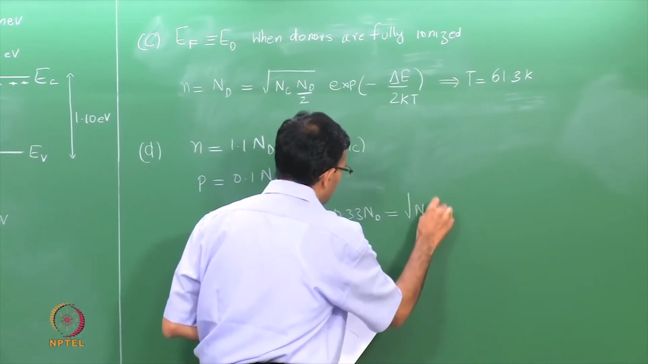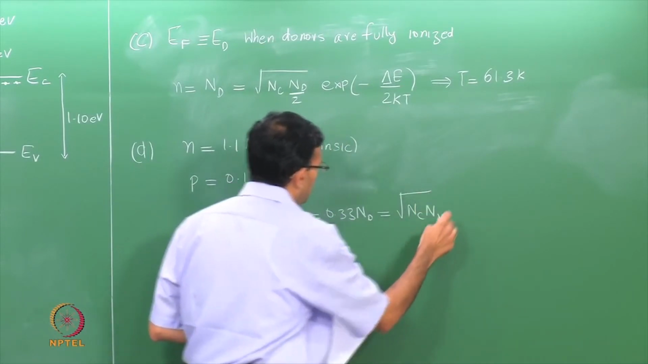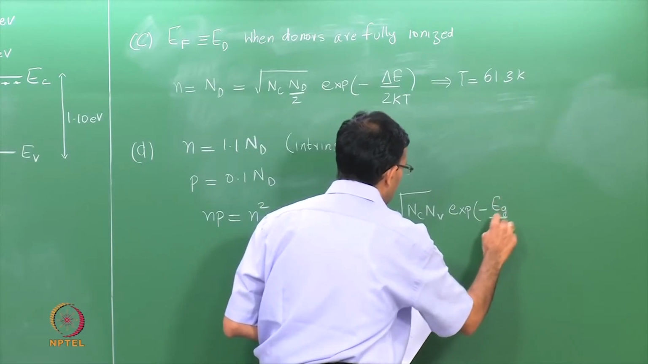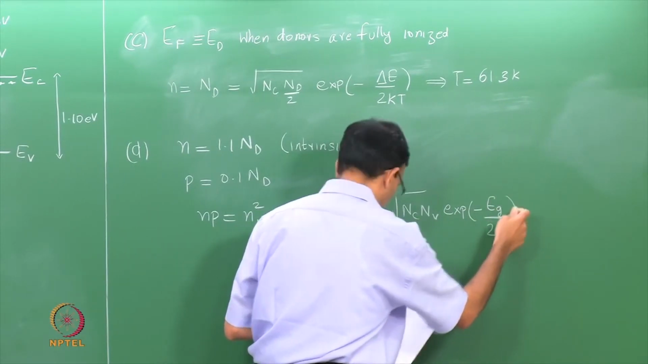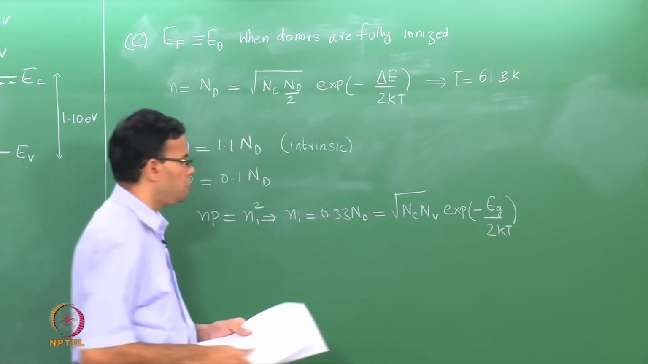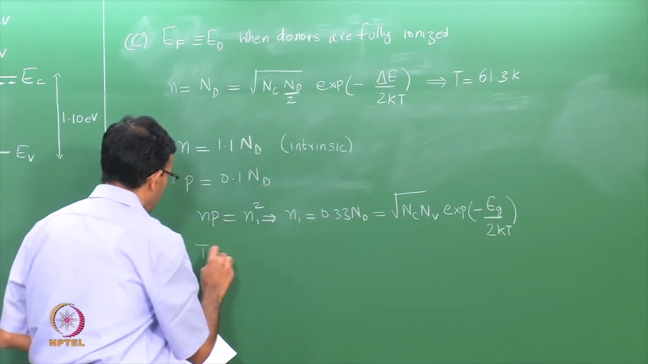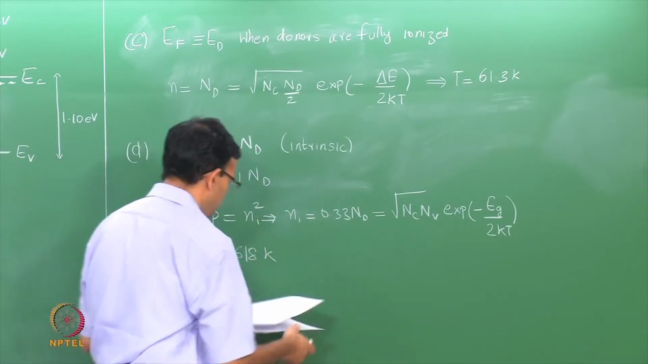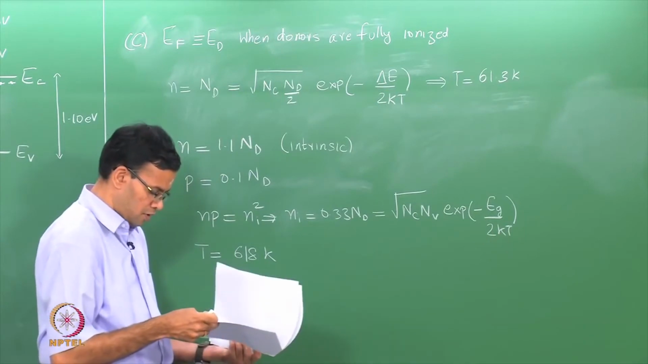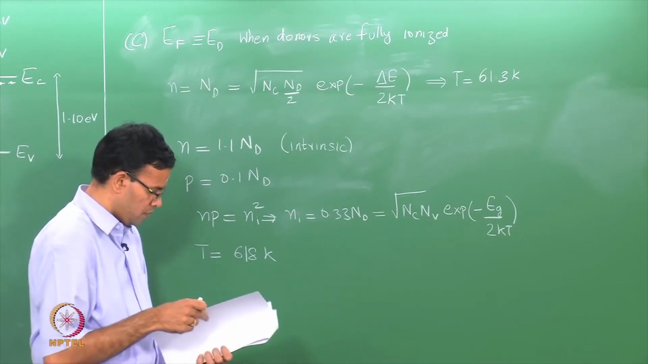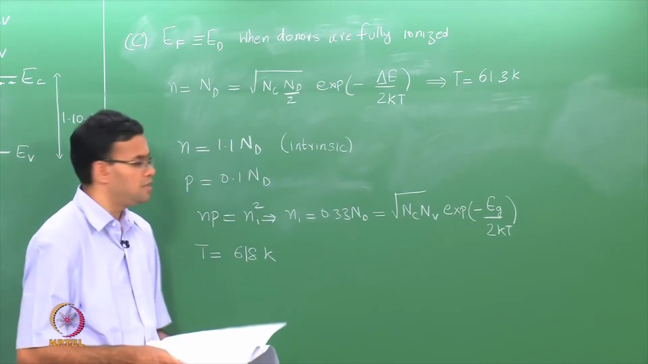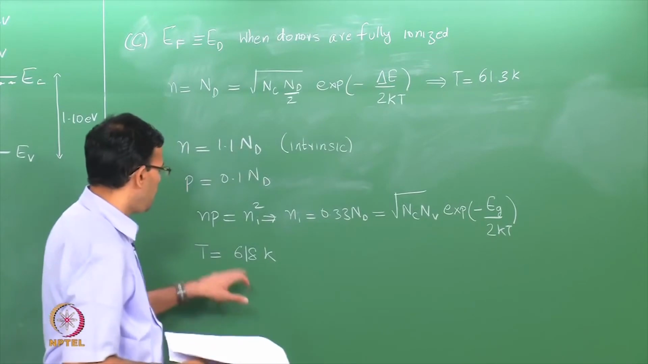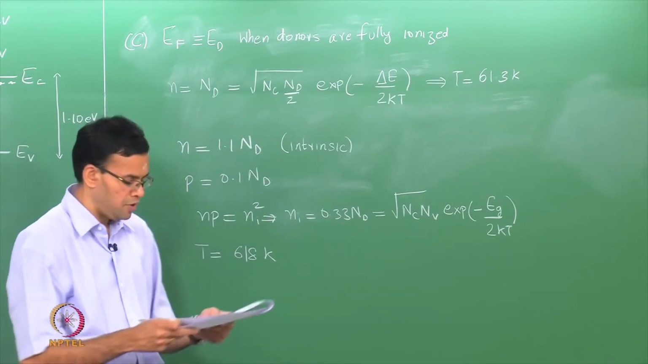So, this is now square root of Nc Nv, and these are the conduction and the valence band density of states of the silicon, exponential minus Eg over 2 kT. So, we can substitute the numbers. Temperature T is around 618 Kelvin. So, the question also gives you the density of states. So, you know the value of Nc and Nv, Eg is known. So, the only thing that is unknown is temperature.